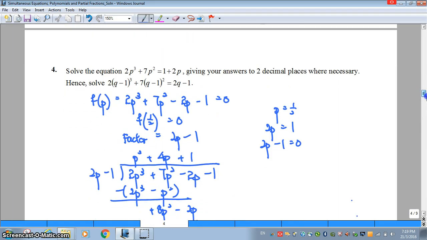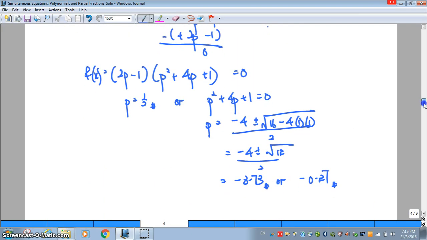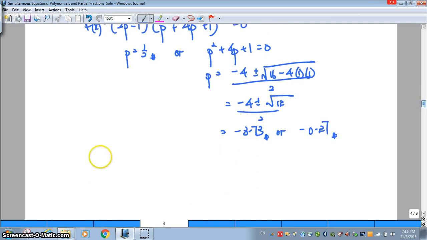Now, there is a second segment to the question. Notice, it's another cubic equation in terms of Q. What has actually changed is instead of having P, you are dealing with Q minus 1. I am going to replace all my P by Q minus 1 now.